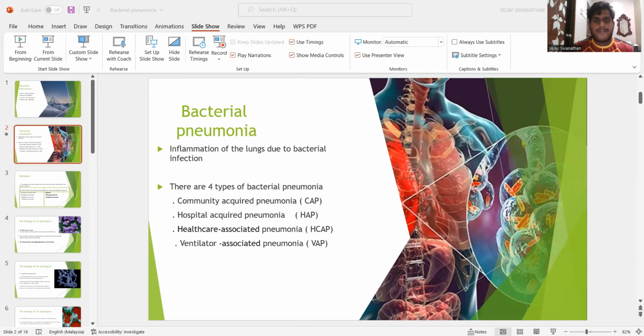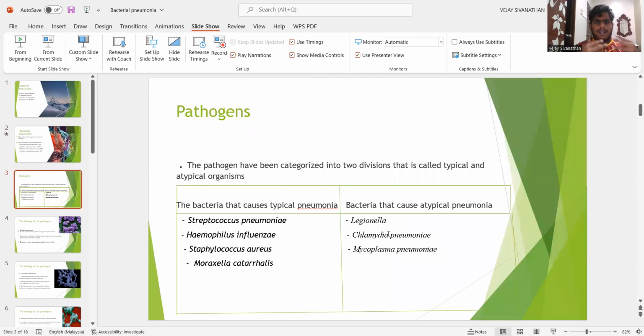CAP refers to the acute infection of lung tissue in a patient who has acquired it from the community. HAP refers to the acute infection of lung tissue in a non-intubated patient. VAP refers to a type of nosocomial infection of lung tissue that usually develops 48 hours. HCAP refers to the acute infection of lung tissue that is acquired from healthcare facilities such as nursing homes and dialysis centers.